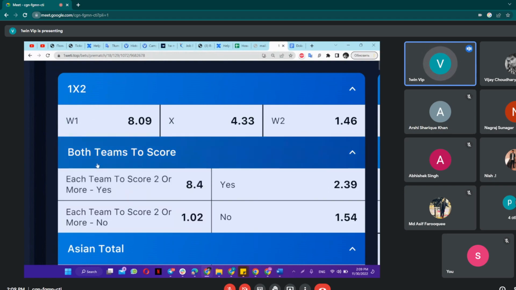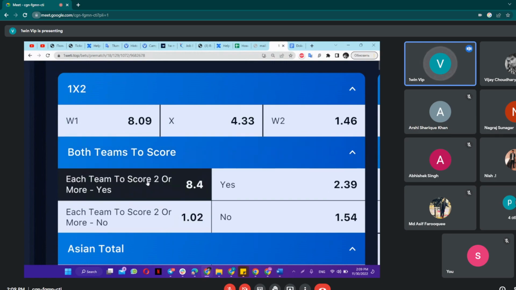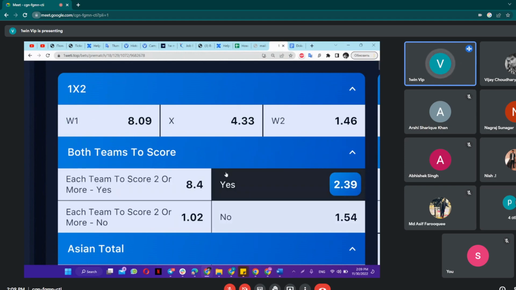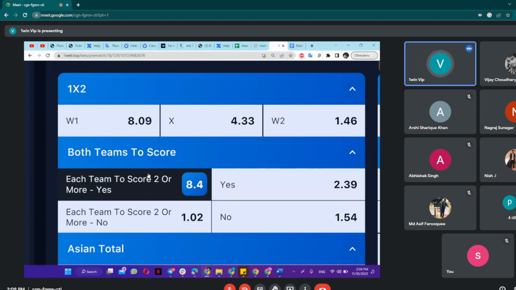So both teams to score. Each team to score 2 or more goals, yes. So here, before, we were starting from 1-1. Here we are already starting from 2-2. 2-2, 2-3, 3-2, 4-4, 3-3, 5-5, 5-2, any other combination, but the minimum is 2 goals for the first team, 2 goals for the second team. So each team scored a minimum of 2 goals.